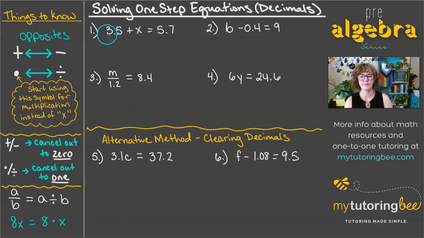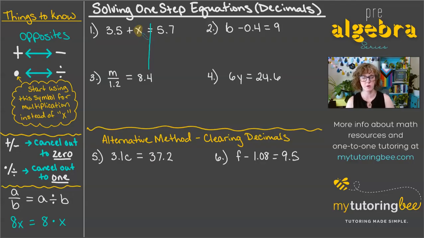We've got 3.5, or 3 5/10, plus x equals 5.7, or 5 7/10. I'm going to draw a line down through my equal sign. That splits up my equation from left side to right side, and it helps me identify where I'm going to be working. So I'm going to identify my variable right here.